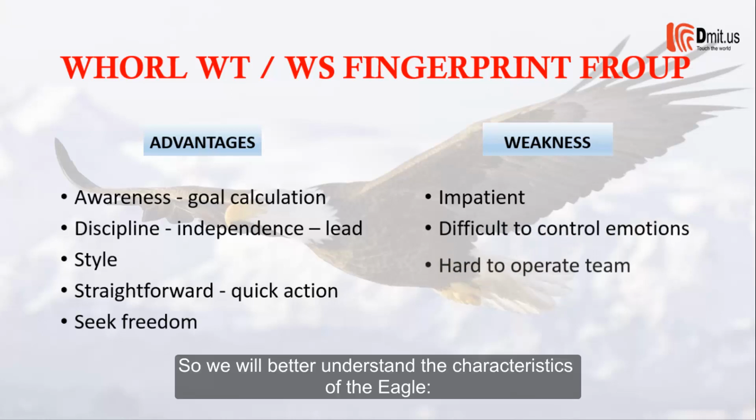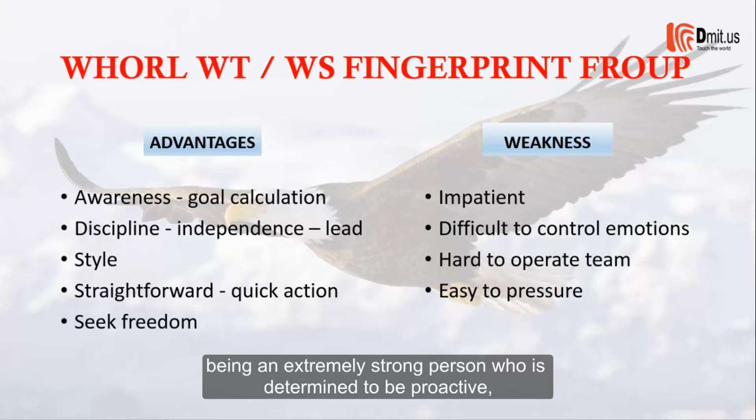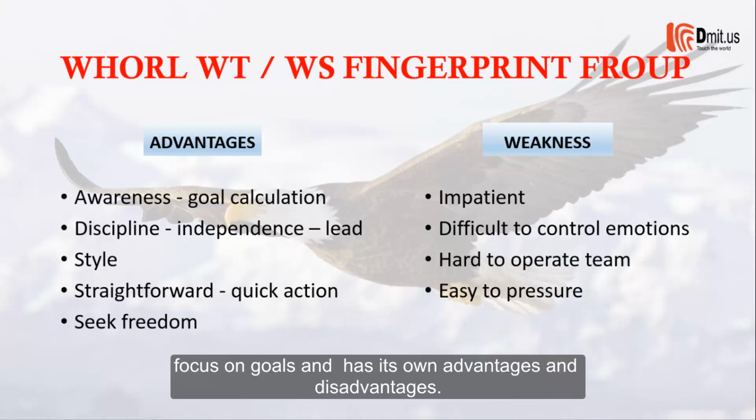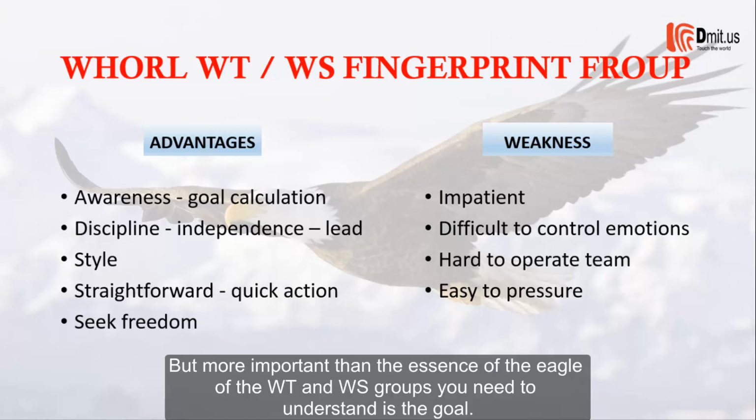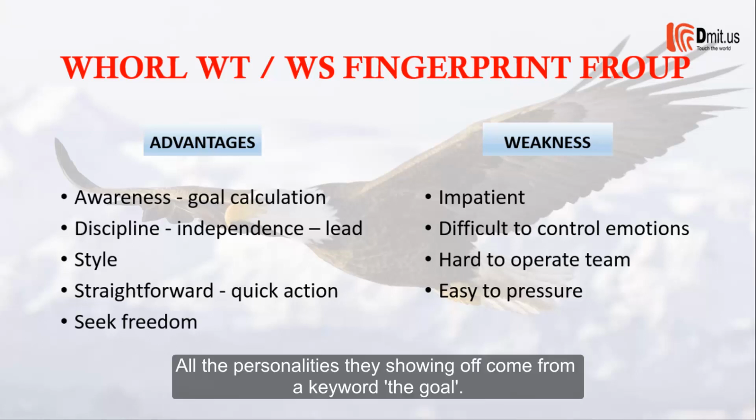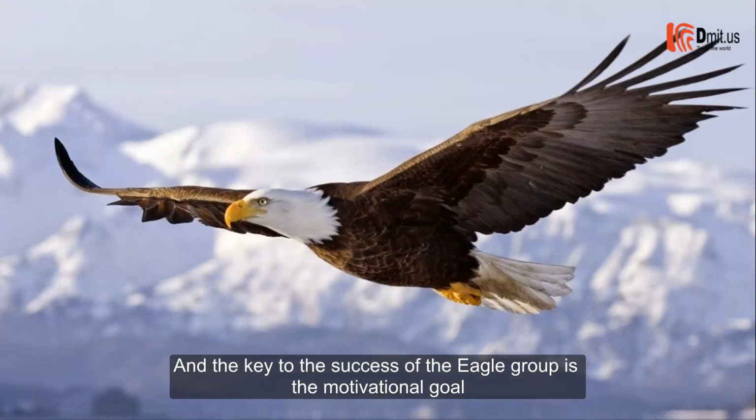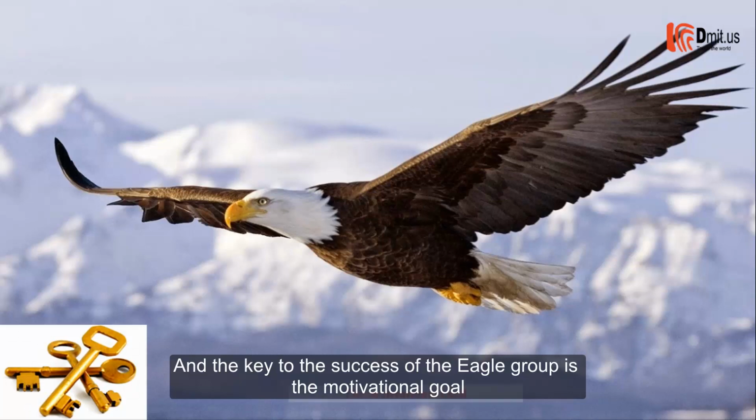So we will better understand the characteristics of the eagle, being an extremely strong person who is determined to be proactive, focus on goals, and has its own advantages and disadvantages. But more important than the essence of the eagle of the WT and WS groups you need to understand is the goal. All the personalities they show off come from a keyword, the goal, and the key to the success of the eagle group is the motivational goal.